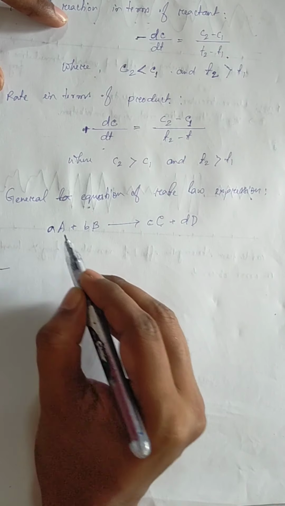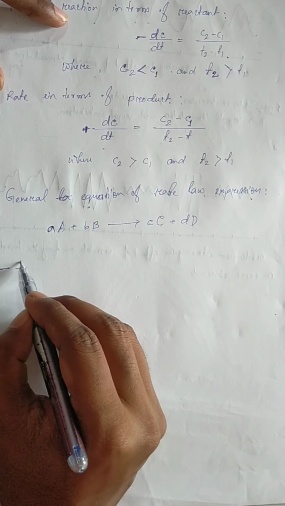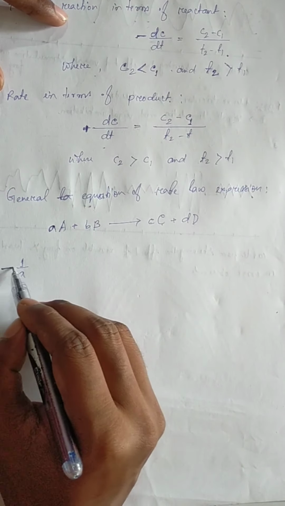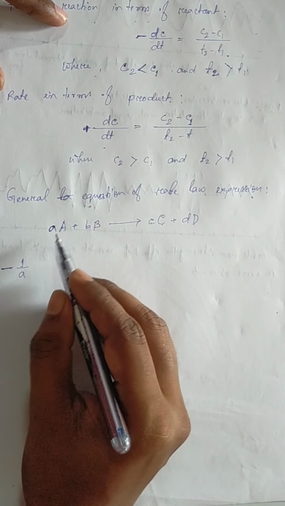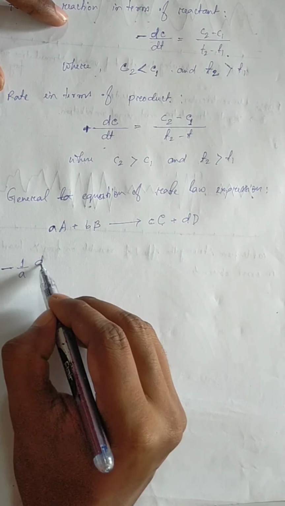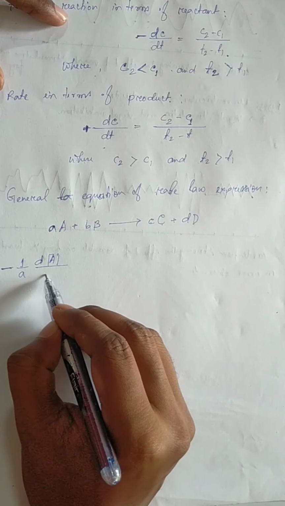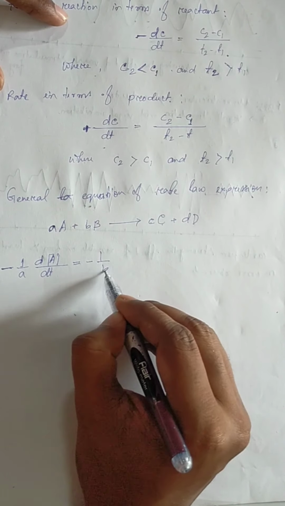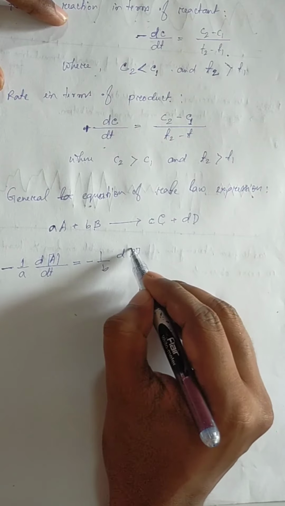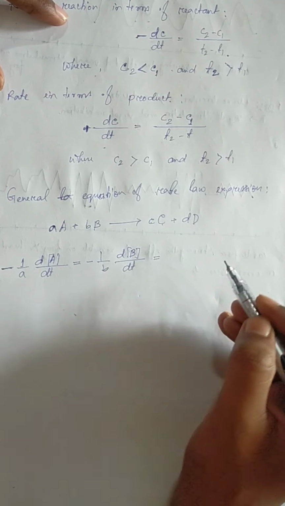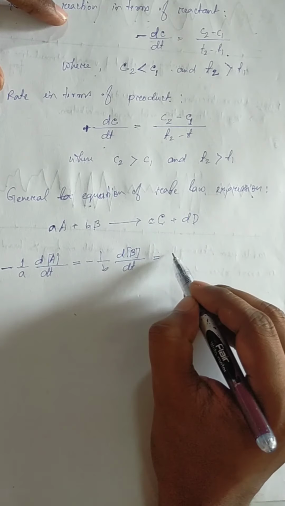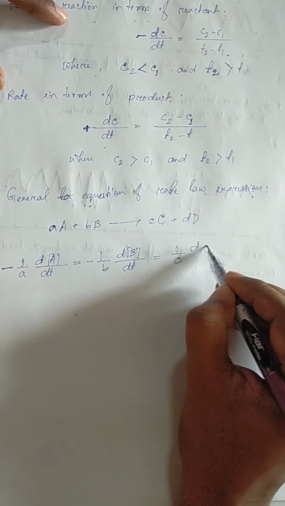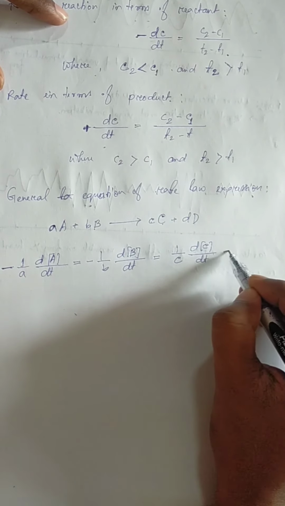So for the reactant, we can write like this: as this is the reactant, there will be a negative sign in front of this, and A we can write like this, is equal to B is the same, like we have to write this, and as C is the product, there will be a positive sign, and C will be as a reciprocal, plus D.